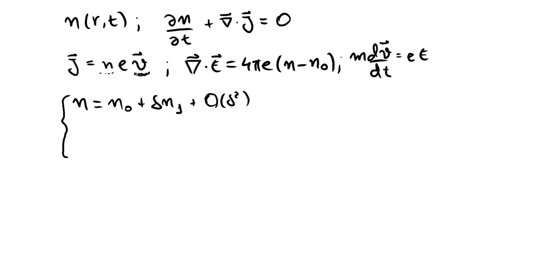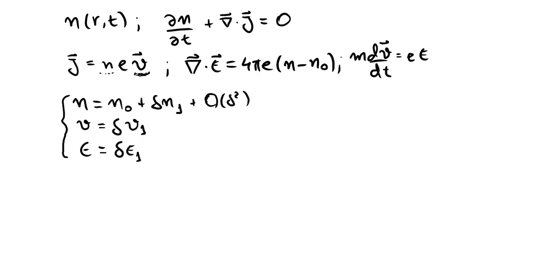I would do the same for the velocity, but I'm saying that the electron starts with 0 velocity, so I only have a term like delta multiplied by v1. And for the electric field it's the same. I'm saying that in principle the system is not polarized, there should be no electric field and so on. So I should put just a term like delta E1.